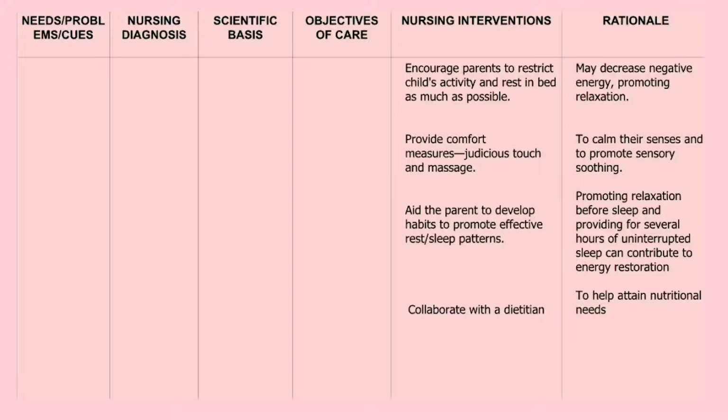Provide comfort measures like judicious touch and massage. This is to calm their senses and to promote sensory soothing. Aid the parent to develop habits to promote effective rest or sleep patterns. Promoting relaxation before sleep and providing for several hours of uninterrupted sleep can contribute to energy restoration.